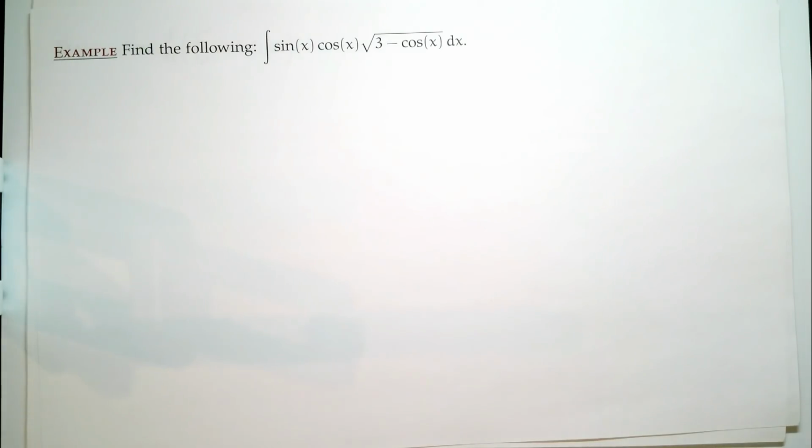Find the following: the integral of sine x, cosine x, square root of 3 minus cosine x dx. Now we go back through our process. We start by saying, okay, what are things we can do? It's not on our list. There's not any obvious manipulations.